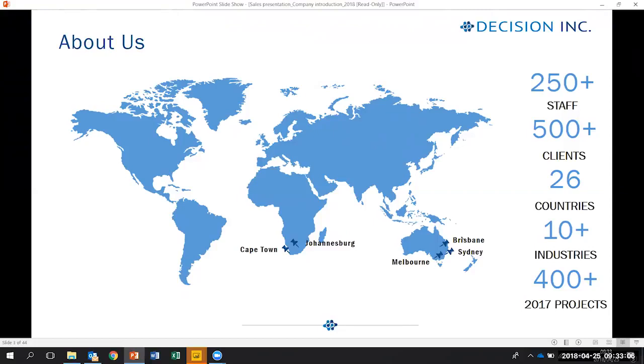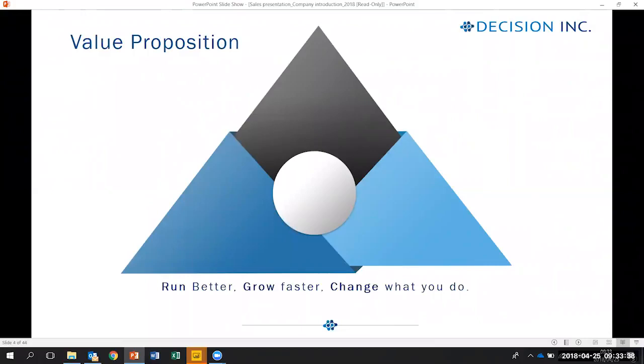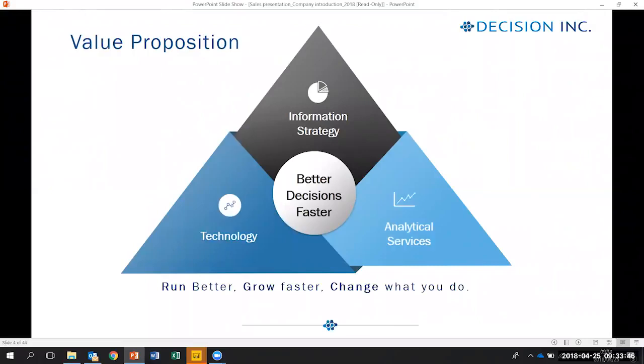Many of the JSE top 100 clients come to us for solutions, whether it's data management and warehouse solutions, business intelligence and advanced analytics, enterprise performance management, finance analytics. Our value proposition is really enabling our customers to have better access to better information so that they can make better decisions faster. So we combine information strategy, technology, and our analytical services to really give you a great platform to understand your business performance and to make changes to influence that business performance.